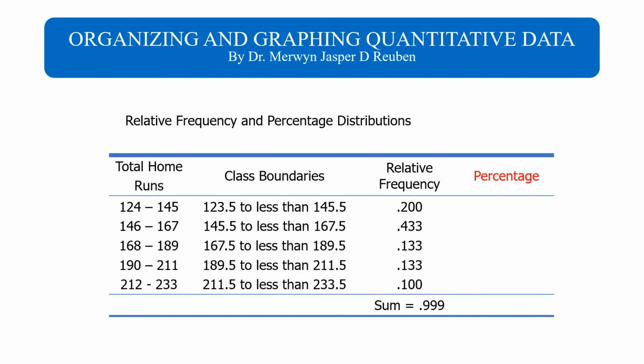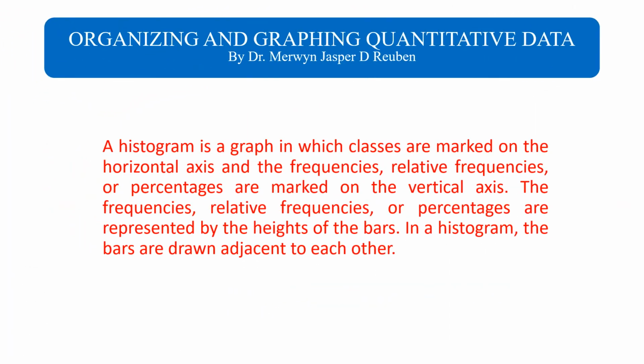Next, we write down the percentage column. So for the first class it is 20 and for the second class it is 43.3 and for the third class 13.3, fourth class it is 13.3 and for fifth class it is 10. Again here the sum of the percentages is equal to 99.9%. Usually it should be 100 but it is 99.9 here because of the rounding off errors. So with that, the organizing of the quantitative variable is over.